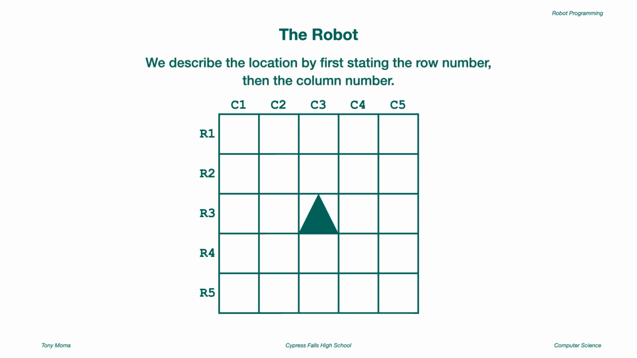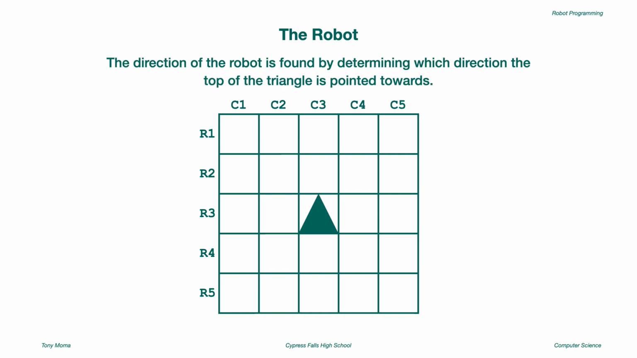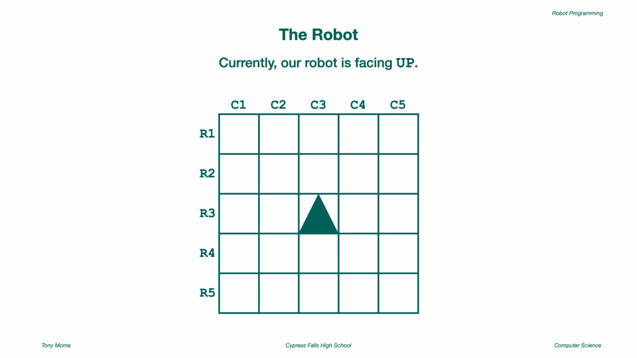We describe the location by first stating the row number, then the column number. For example, the location of our robot currently is R3C3, which is short for row 3, column 3. The direction of the robot is found by determining which direction the top of the triangle is pointed towards. Currently, our robot is facing up.